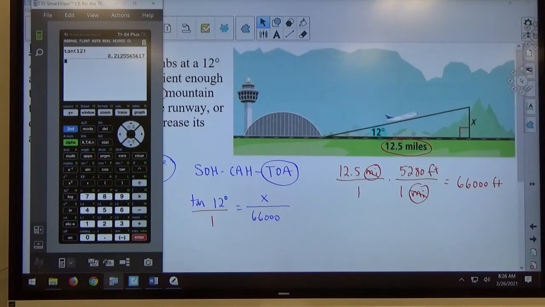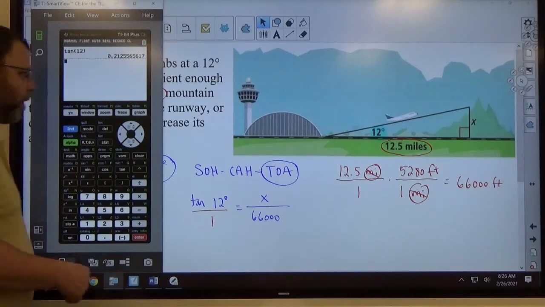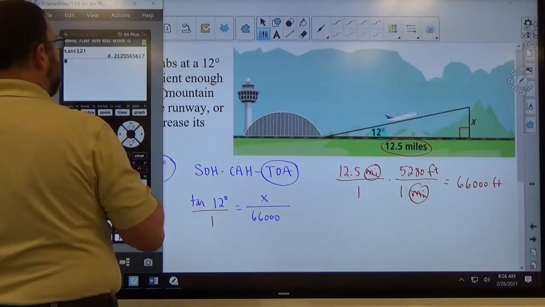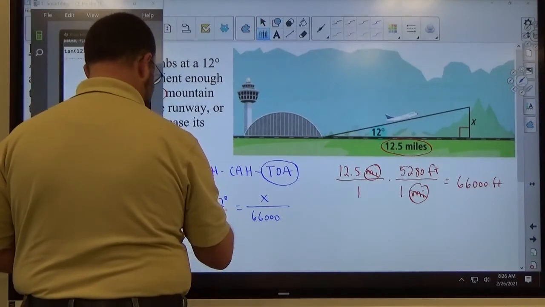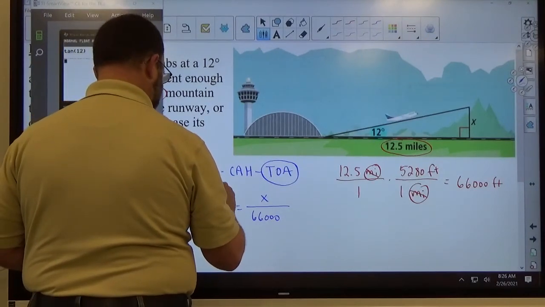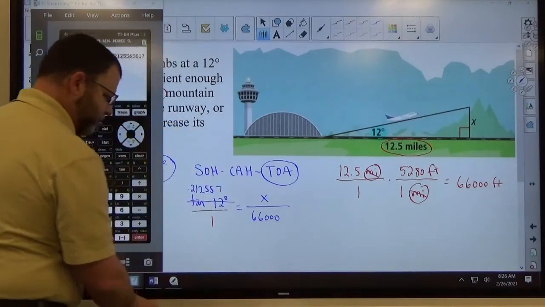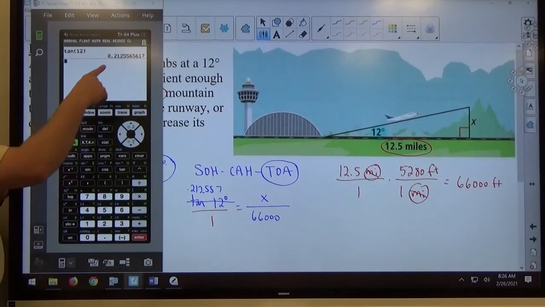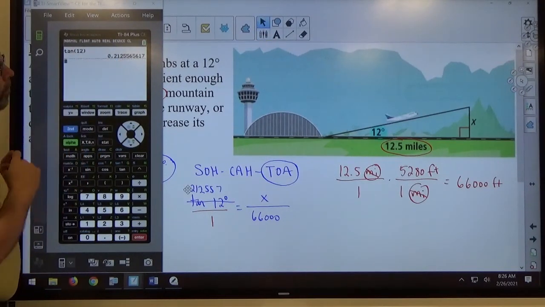Now, I don't want to hit this mountain. Do you guys want to hit this mountain? Okay, so I'm going to go a lot of decimal places here. I want to be sure that I'm getting over this mountain. So I'm going to go like 6 decimal places, 0.212557. All right. Again, I just rounded to the 6 decimal place, 1, 2, 3, 4, 5, 6, yeah.